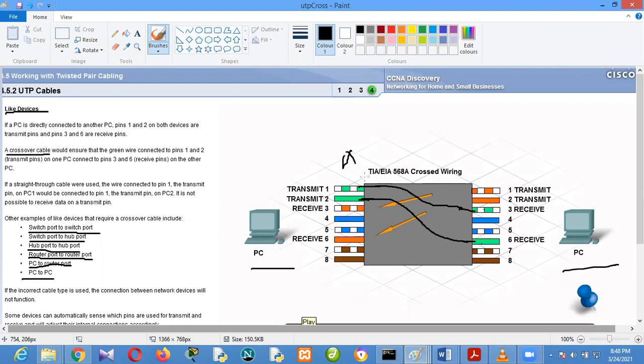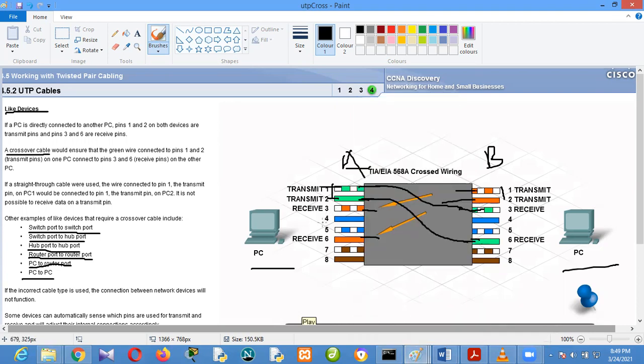Because here is A and here is B. You know, A is starting with green, while B is starting with orange. So in crossover cable, transmission will enter from 1 and 2 and be received at 3 and 6. Then this one will respond with 1 and 2. This one now receives with 3 and 6. So you should note that too, the numbering and all of that.